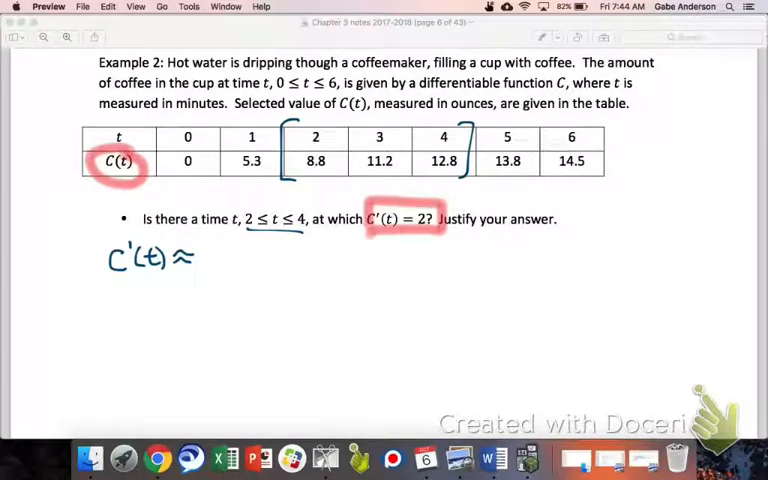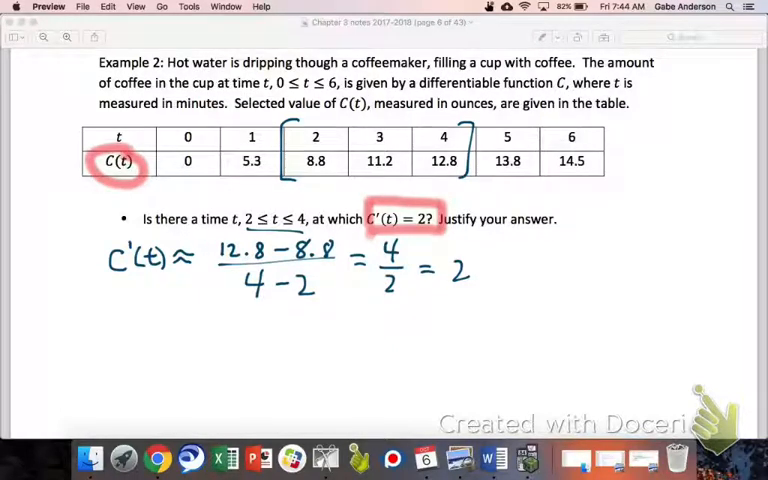So it's going to be the change in C divided by the change in time. If you do the math here, 12.8 minus 4.8 is 4, and 4 minus 2 is 2. And you get 2. Okay, so this is where I think the MVT comes into play.